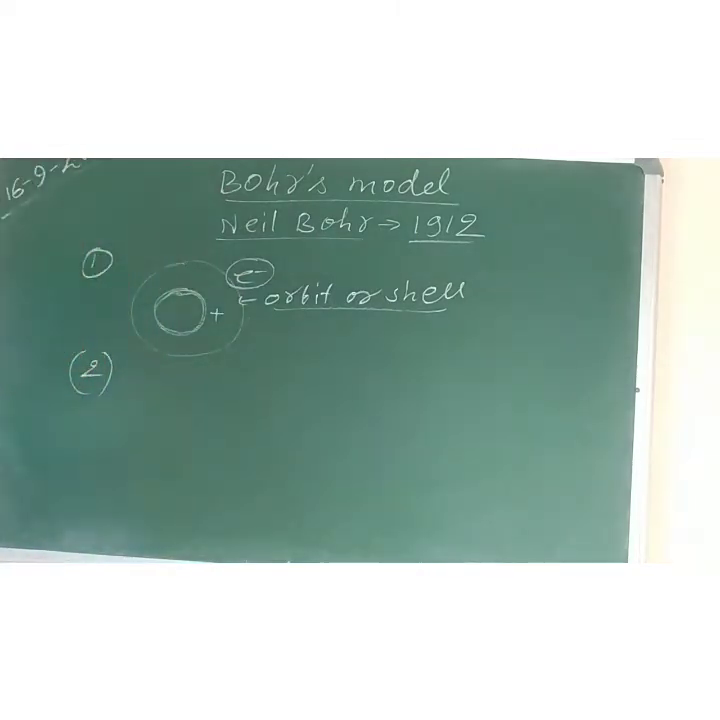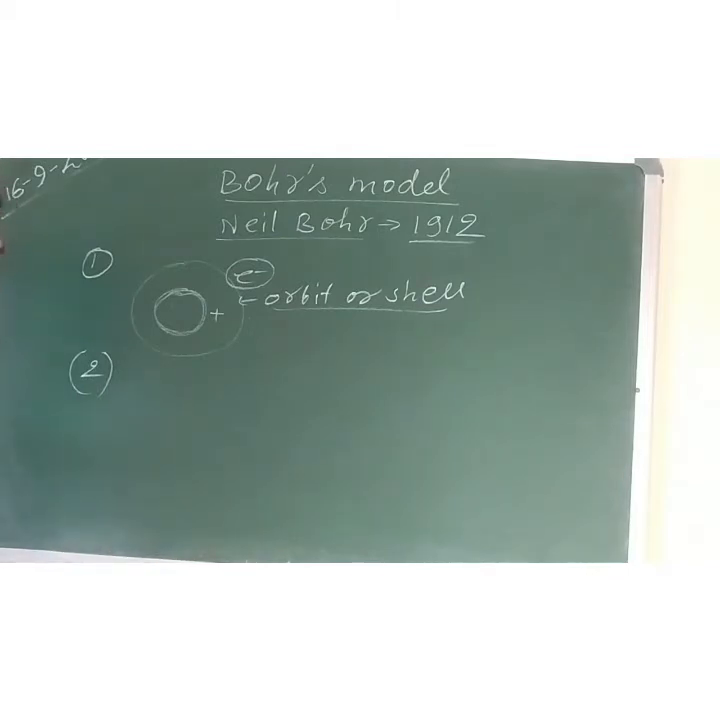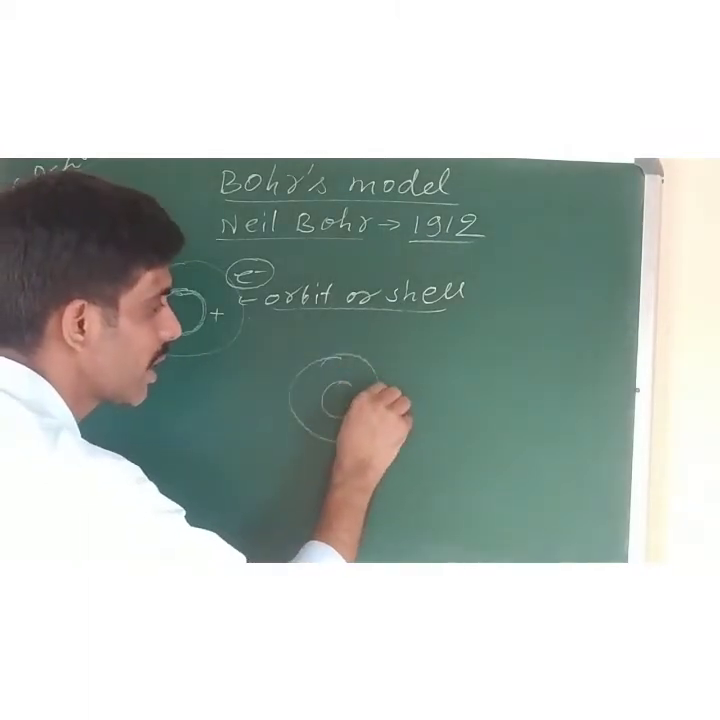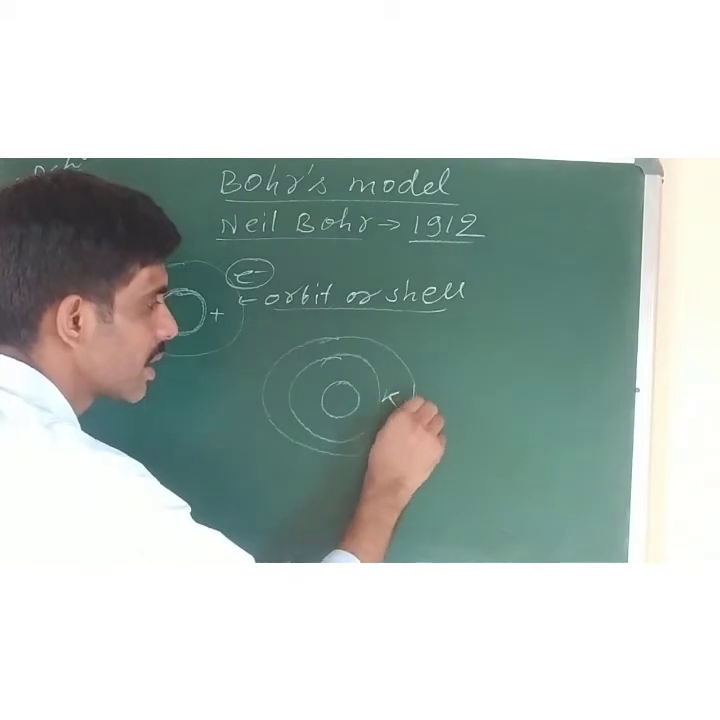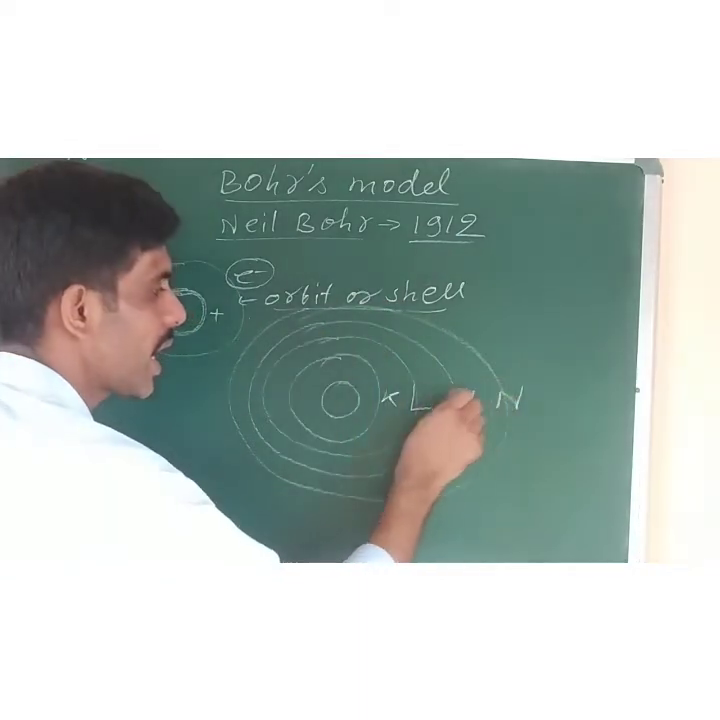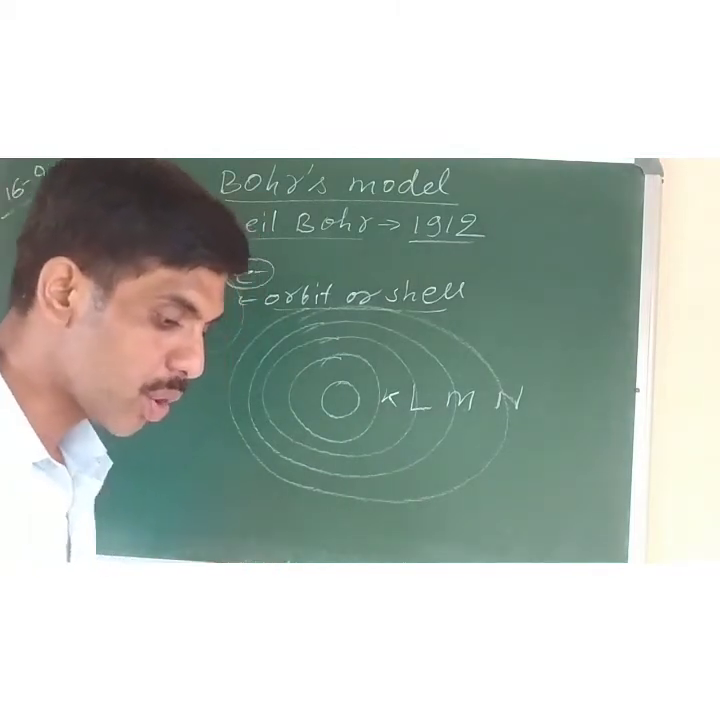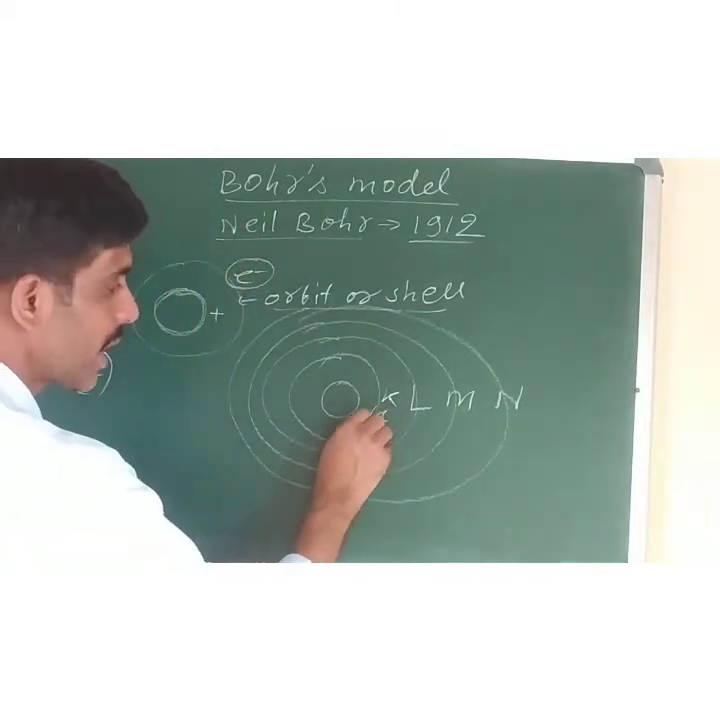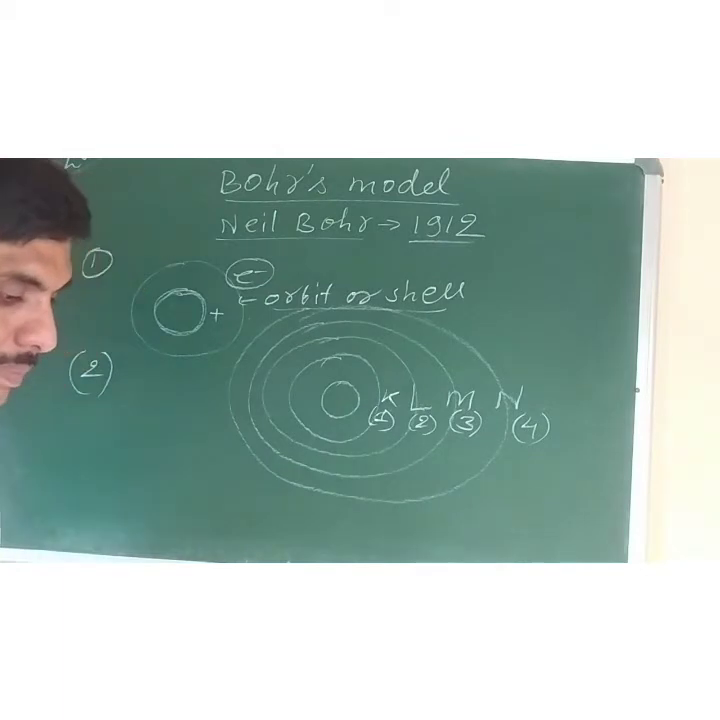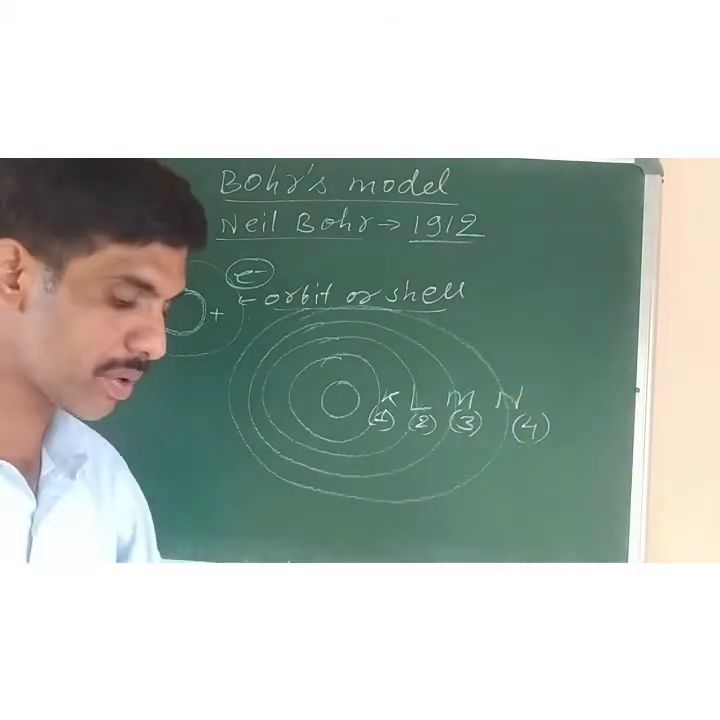Now the second point: each orbit he designated by certain alphabets. This is the nucleus. The first orbit is called K, the second orbit is called L, the third orbit is called M, the fourth orbit is called N, and so on: K, L, M, N, O, P. Starting from the innermost shell, which is K, to the outermost, N, O, P, you can keep on increasing it.